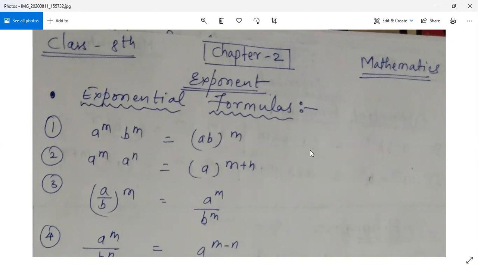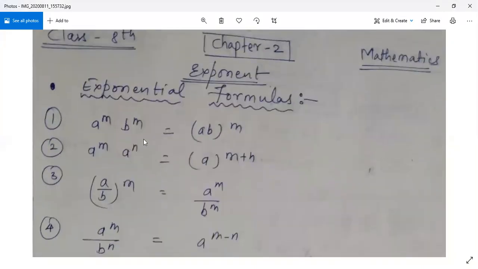Okay. So first, let us see the first formula: a to the power m multiplied by b to the power m is equal to (a into b) whole to the power m. This is the first formula. The second formula is a to the power m multiplied by a to the power n.